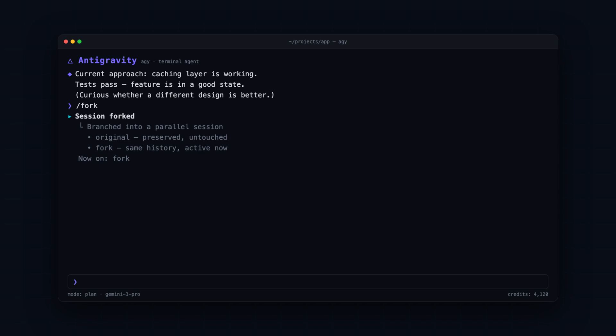Our original session is untouched and waiting, and this fresh fork carries the same history, ready for us to take it somewhere new. Now we experiment freely. On this branch, we ask the agent to try the alternate design, and whatever happens here stays here. If the idea flops, the original path is still intact for us to return to.